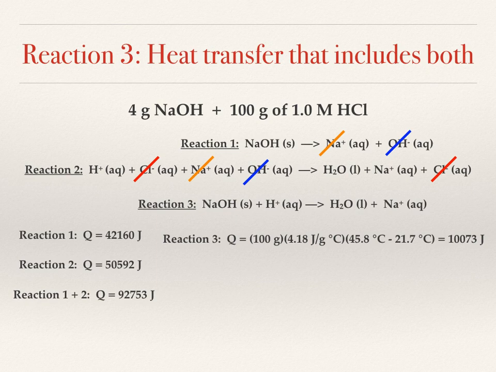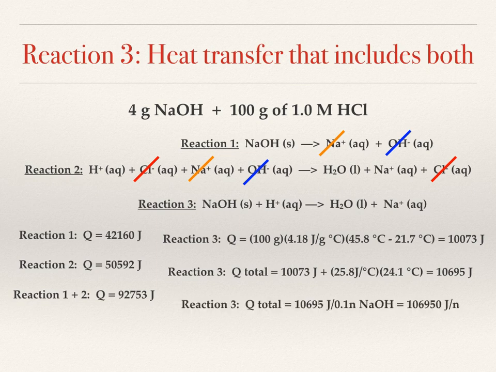We do need to take into consideration our calorimeter again. So when we take into consideration how much energy was absorbed by the calorimeter, our Q total is around 10,695 joules of energy. Now in that reaction, the 4 grams of sodium hydroxide is going to be 0.1 moles of sodium hydroxide. So when we do our math here and come up with our heat of reaction per mole, we get around 106,950 joules per mole.